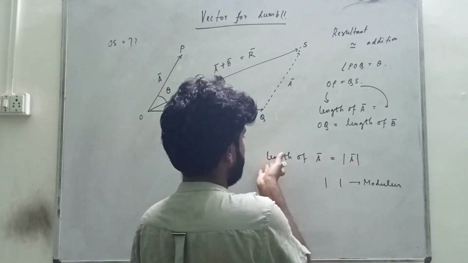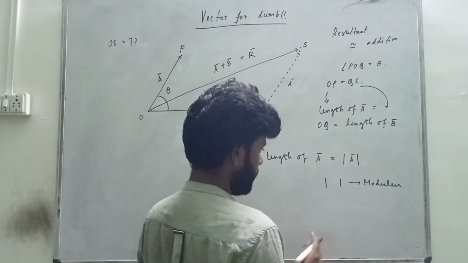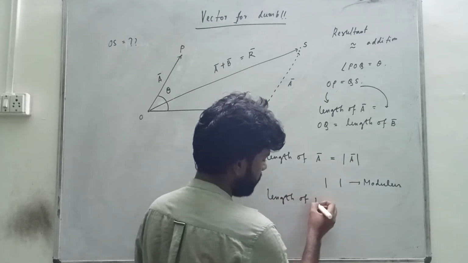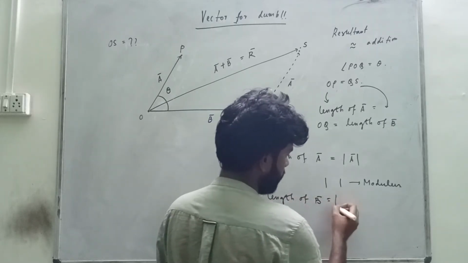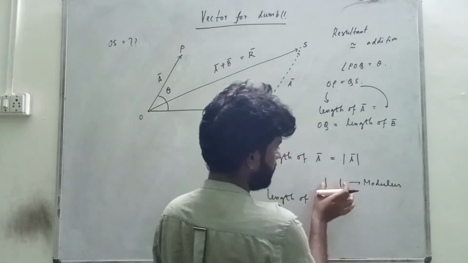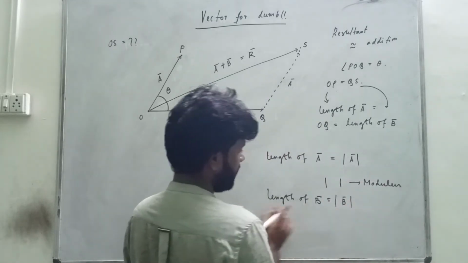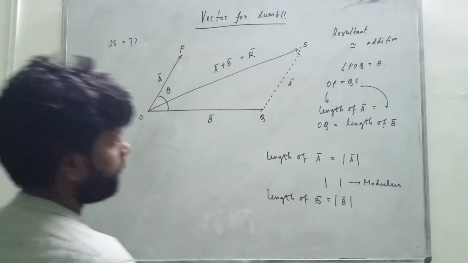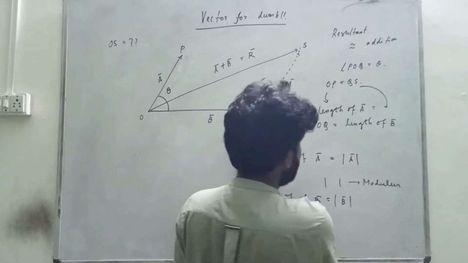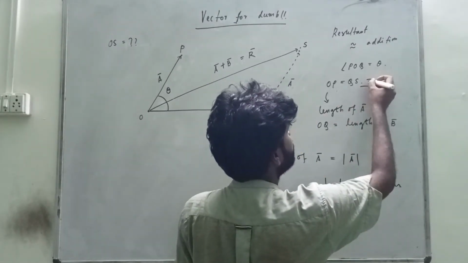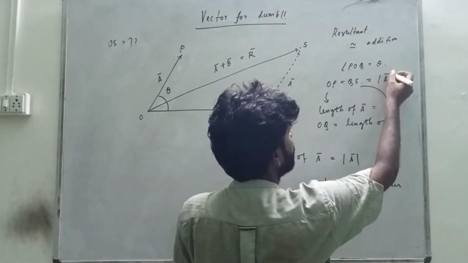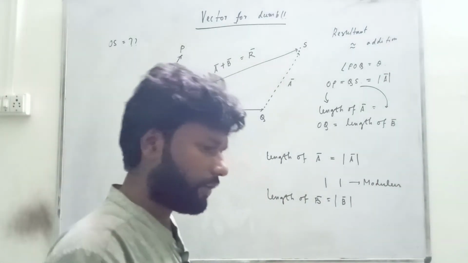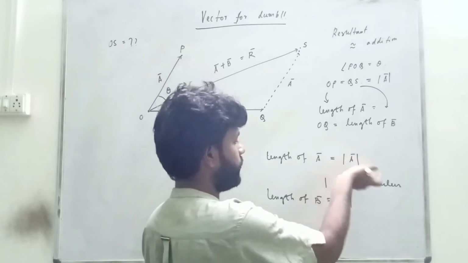That means the magnitude of A means the modulus of A, and obviously it is a very simple case. Length of B means just the modulus of B, because the symbol is called the modulus, and the length and the magnitude of B is the modulus of B. Okay. So actually, OP or QS means modulus of A, that means the length or the magnitude of vector A.